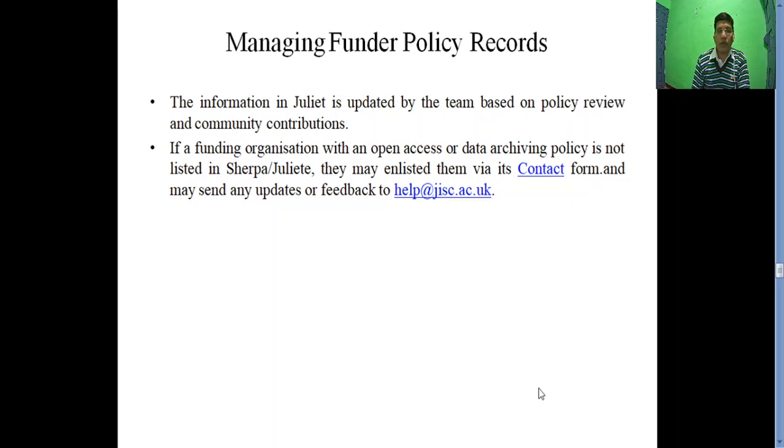Managing funder policy records. The information in Juliet is updated by the team based on policy review and community contribution. If a funding organization with an open access or data archiving policy is not listed in SHERPA Juliet, you may suggest them via its contact form and may send any updates or feedback to the email ID help@jisc.ac.uk.